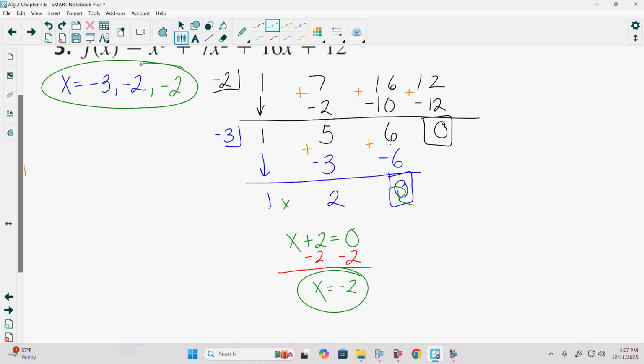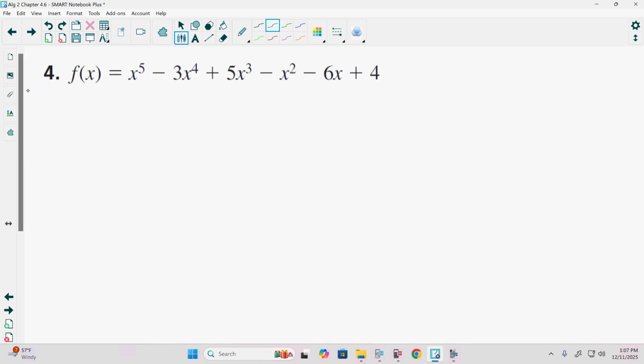Questions on this here? All right, we're going to look at this last one here, and then we'll move on to the next piece.